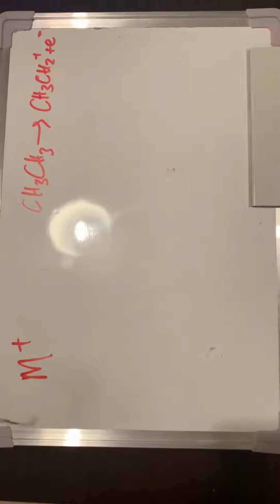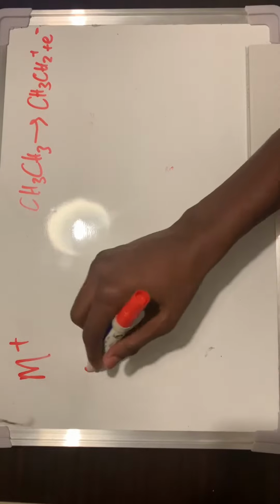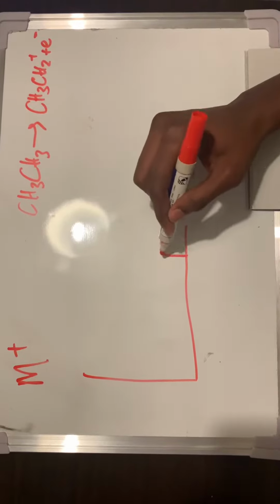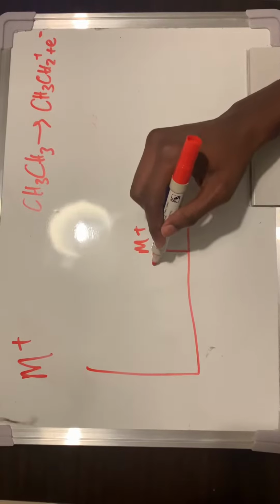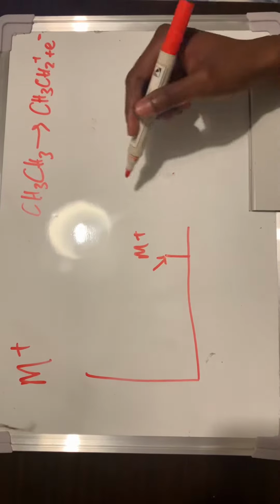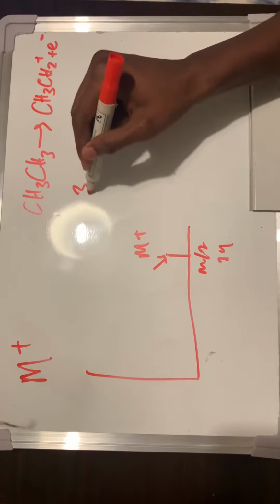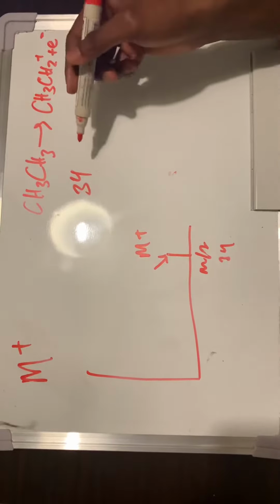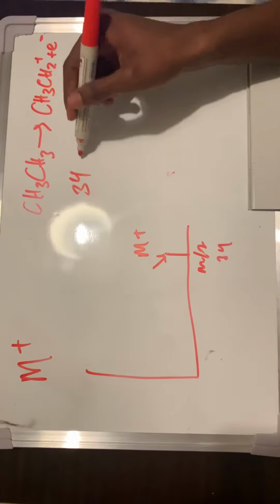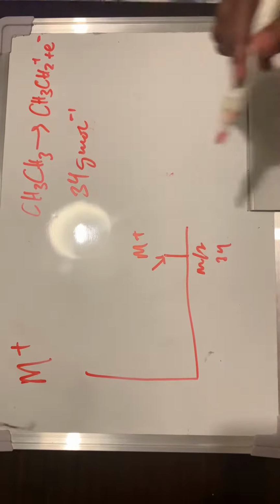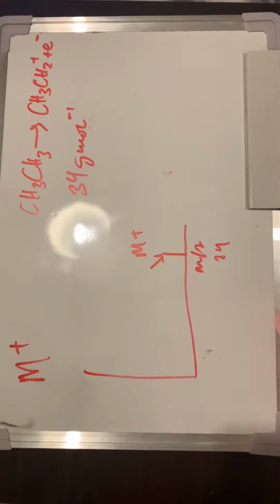To find the relative molecular mass of a molecule through a mass spectrum, which would look like this, you go to the M+ peak, which is this. This is the M+ peak. Let's say it has an m/z value of 34. That means that this molecule has a molar mass of 34 g mol^-1.